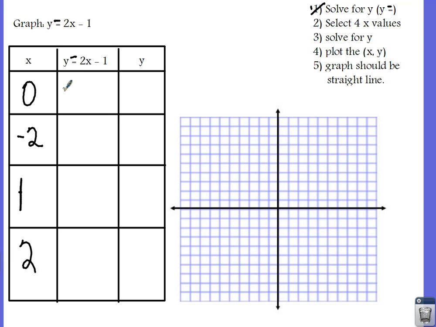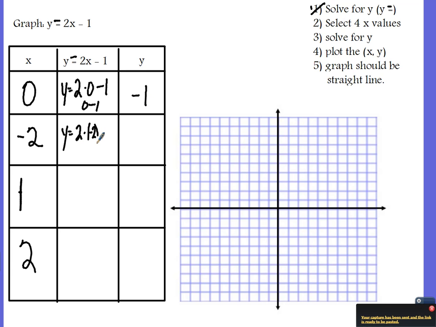If x is 0, y equals, all you're going to do is plug in. So 2 times 0 minus 1. Well, 2 times 0 is 0. 0 minus 1 gives us -1. For -2, we get y equals 2 times -2 minus 1. Well, 2 times -2 is -4 minus 1. Remember to change the signs. And we get -5.